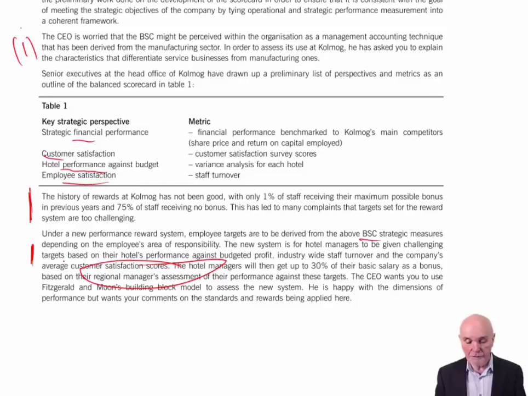The CEO wants you to use Fitzgerald and Moon's building blocks model to assess the new system. So this question really is going to town on non-financial performance measurement and the theories surrounding it. If we didn't know Fitzgerald and Moon, again, we'd be at a big disadvantage in answering this part of the question. He's happy with the dimensions of performance, but wants your comments on the standards and rewards. So a little bit of a hint there, because we're looking at dimensions, standards and rewards, which is basically the overview of the building blocks in Fitzgerald and Moon.